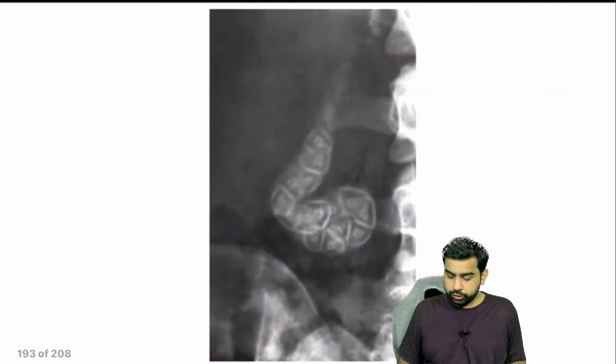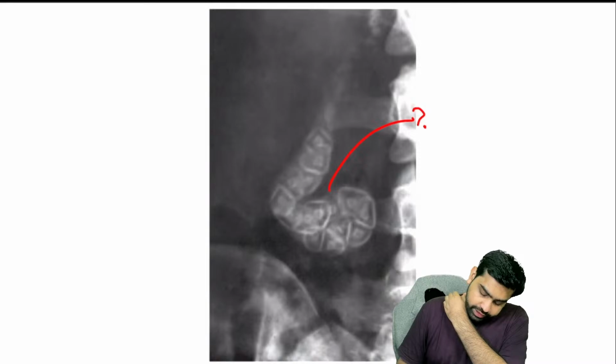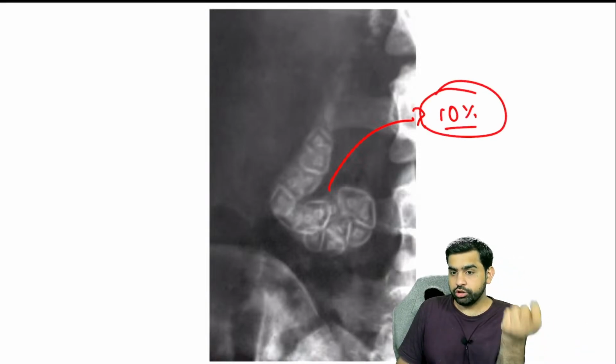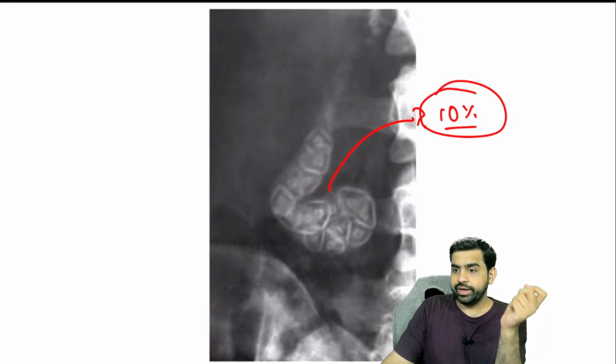Important. What is this? These are calcified gallstones. If I ask you what percentage of all gallstones are calcified, the answer is only 10%, guys. This has been asked once. Only 10% of all gallstones are calcified. Gallstones are usually not calcified, we do understand that, but only 10% of all gallstones can be calcified. I hope you have understood this particular point, guys.